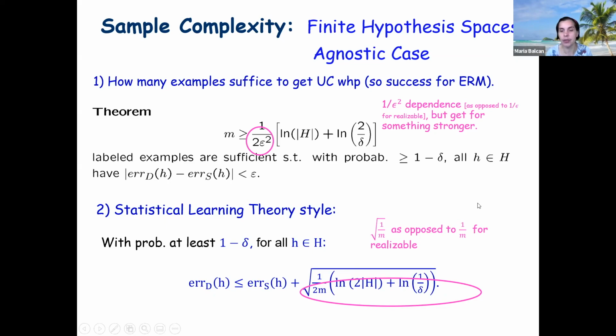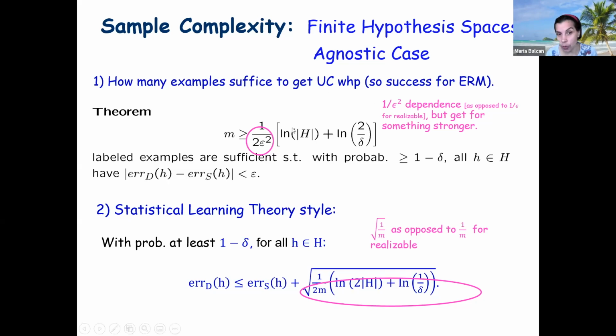And in a statistical learning theory style way, it's like a square root of 1 over m decay on this term that goes to 0, as opposed to 1 over m decay. But of course, in both cases we still have the complexity term that comes into the bound, log size of H. So it depends on the size of the search space, how many samples I need to get these nice bounds.